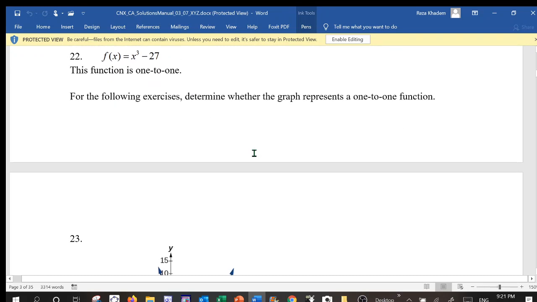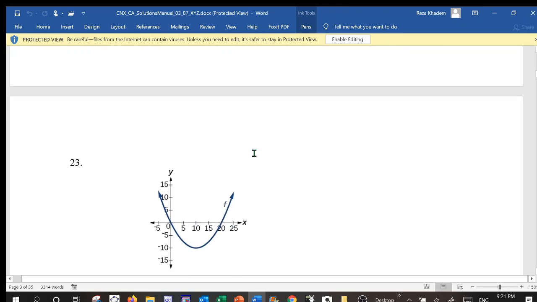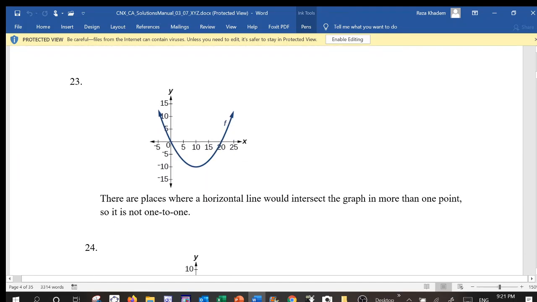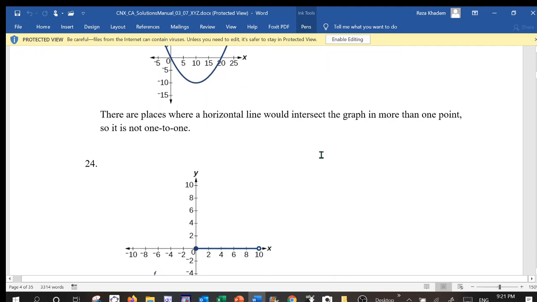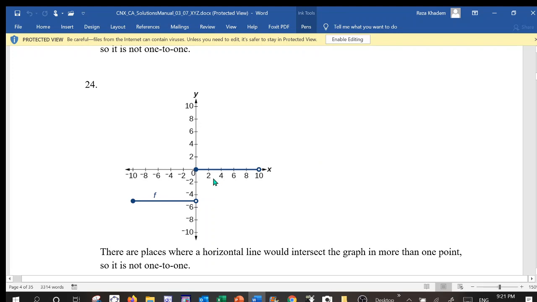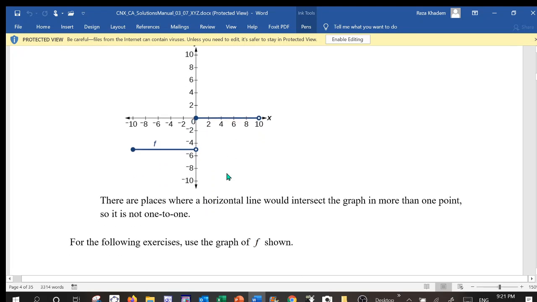For the following, determine whether the graph represents a one-to-one function. 23, one-to-one? No, obviously, right? It doesn't pass the horizontal line test. What about 24? No, because if you draw a horizontal line here, for example, you have so many intersections. See, here too. So no, it's not a one-to-one function. All right.